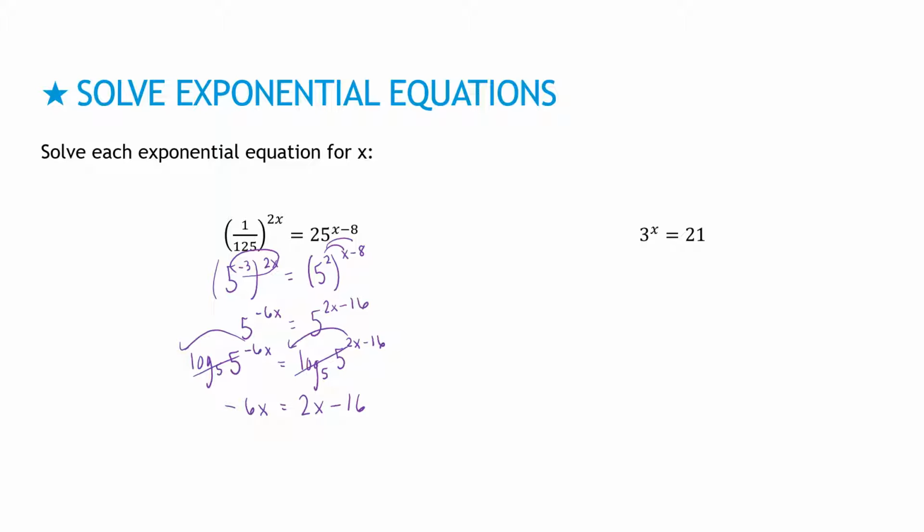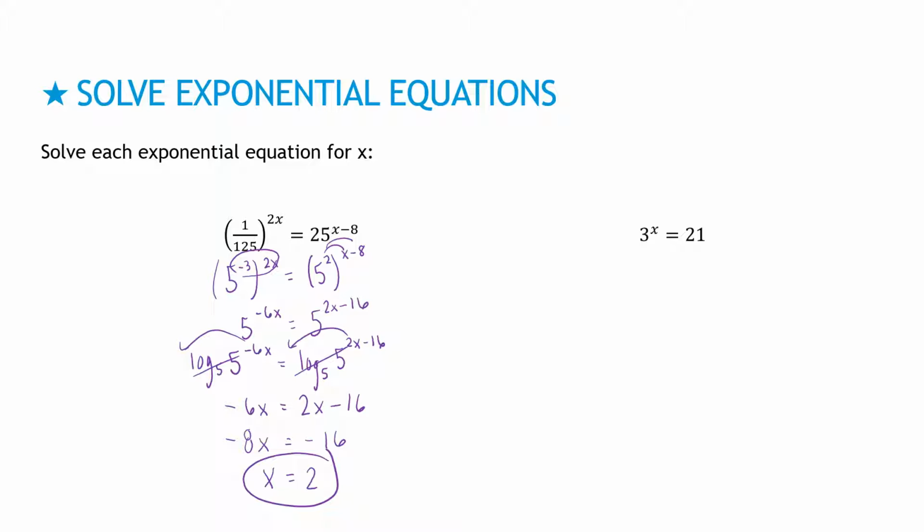Now I've got all of my x's to one side if I subtract 2x from each side. So I would get negative 8x equals negative 16, which means x is 2. Again, feel free to plug those back in and check that each side is equal to the other side.